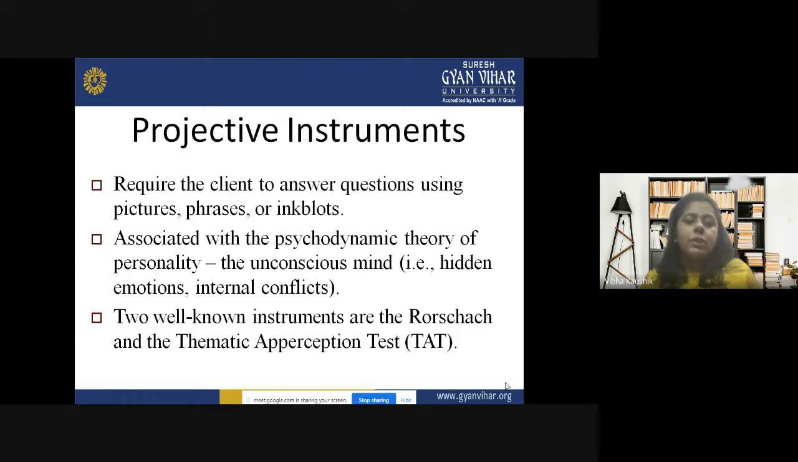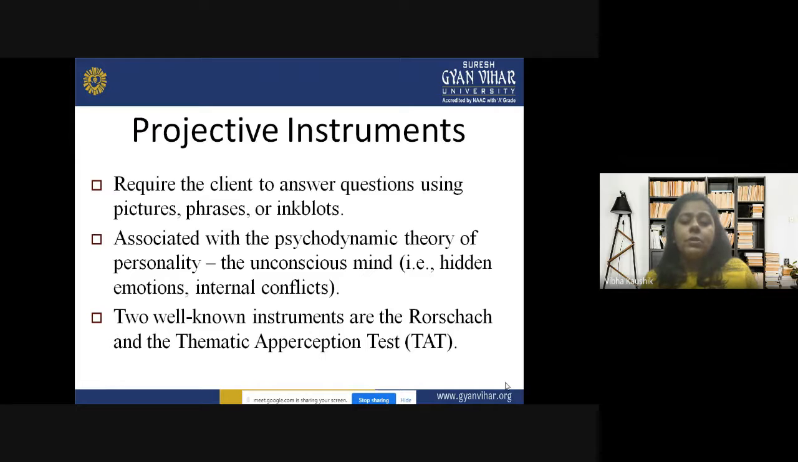Now, projective instruments require the client to answer questions using picture phrases or ink blots. Means if one is using projective instruments to assess the personality of an individual, the client has to answer questions using pictures, phrases, or ink blots. These are associated with the psychodynamic theory of personality, and are based on the unconscious mind, that is hidden emotions and internal conflicts.